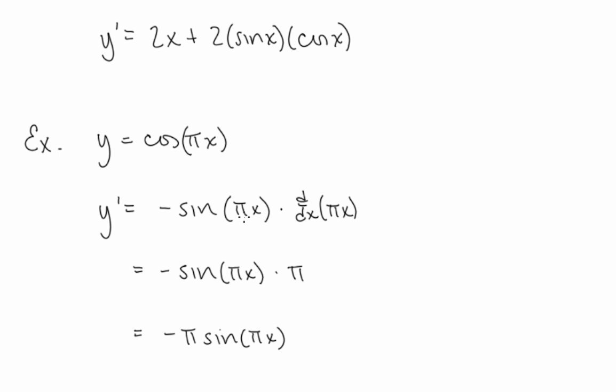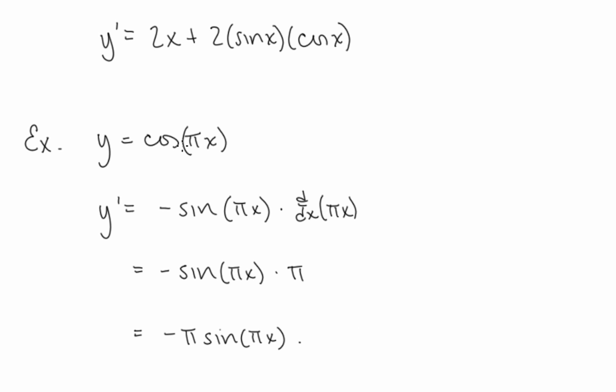But because this inside function is not just x, it's a function of x, we have to multiply by its derivative. And that derivative is pi. So we have a negative sine pi x multiplied by pi. And just to simplify, we'll bring this factor of pi out in front with the negative, and we have negative pi sine pi x. And that is our y prime.